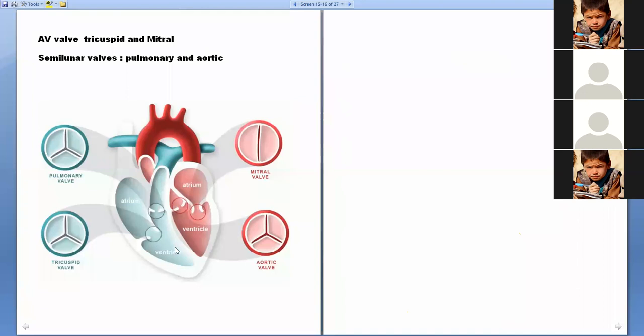Okay, between the right ventricle and pulmonary trunk, which valve is located? Very simple, pulmonary valve. It is located at the base of the pulmonary trunk, so we will call it pulmonary valve. Okay, let's move to the left side of the heart.